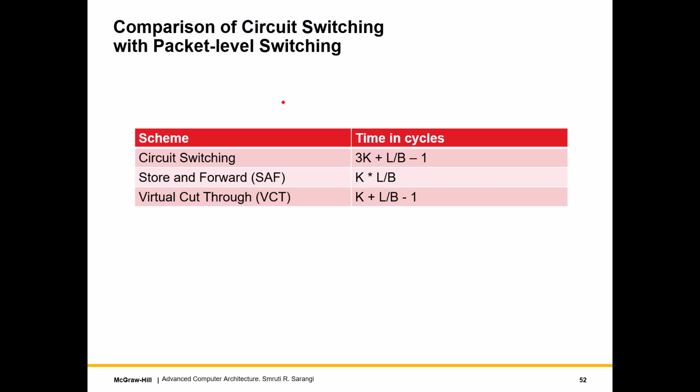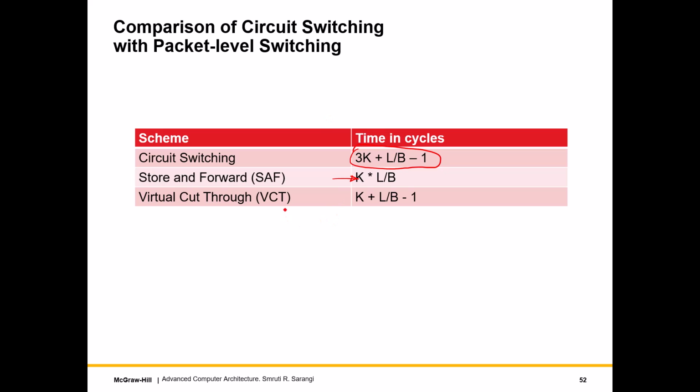So if I compare circuit level switching with packet level switching, we will see that there are interesting cases that come about in terms of the timing. So circuit switching was slow and we were very upset with it. So we said it is 3k plus L by B minus 1. But store and forward's timing was also bad, the reason being the store and the forward. So this was k times L by B.